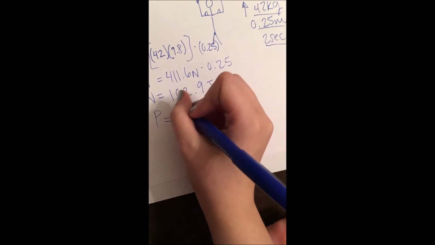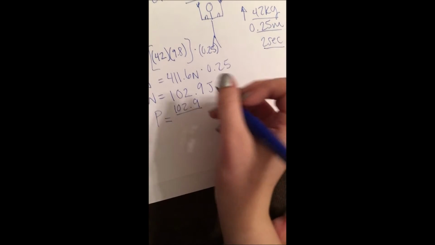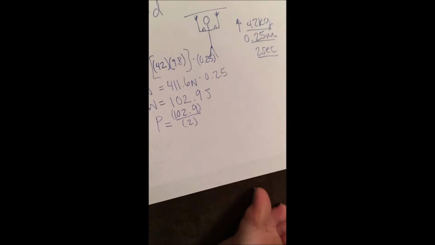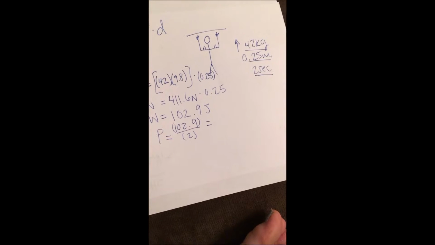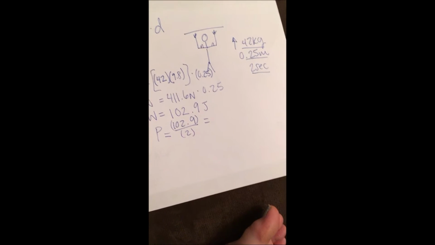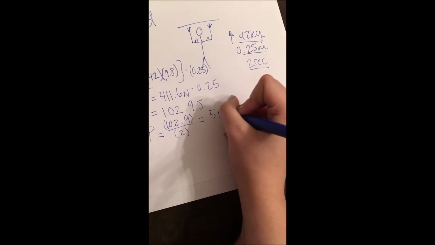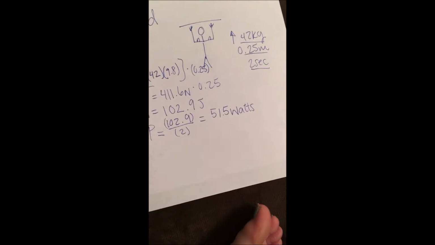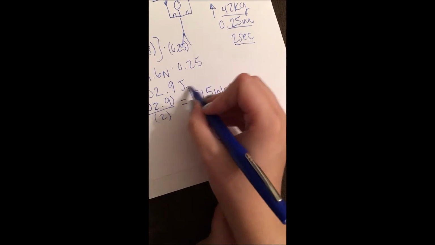Power equals the work, which is 102.9, divided by the time, which is 2 seconds. Now let's plug that in. That would equal 51.5 watts. Power is measured in watts. And that's our answer.